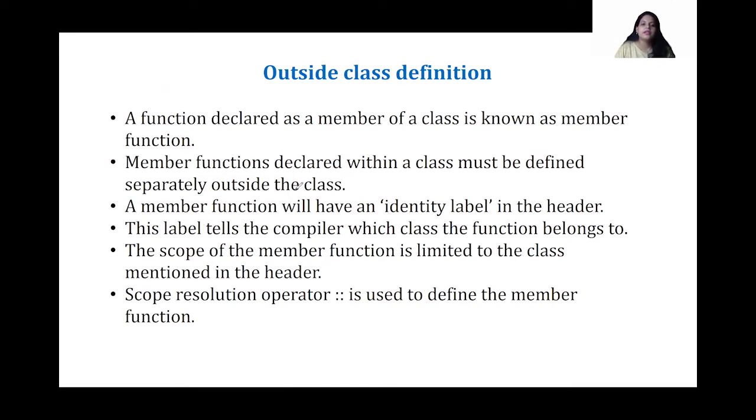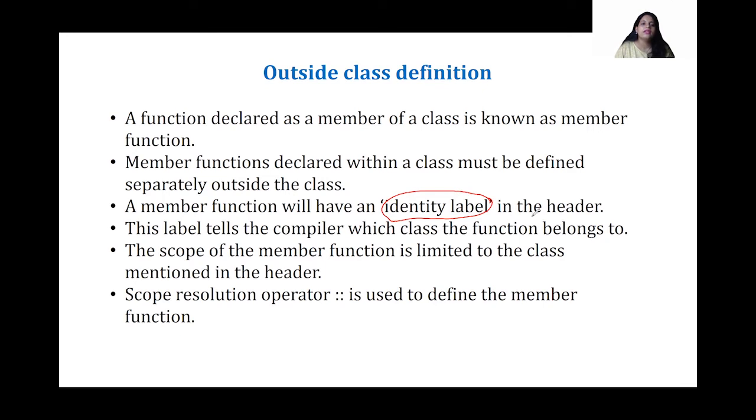Member functions declared within the class must be defined separately outside the class. So usually this is the method we follow. We declare them inside the class, but then we define them outside. A member function will have an identity label in the header. Okay, so what is this identity label? This label tells the compiler which class the function belongs to.